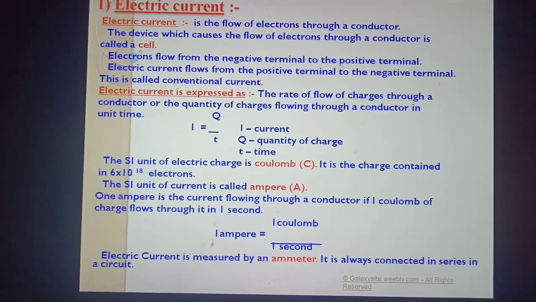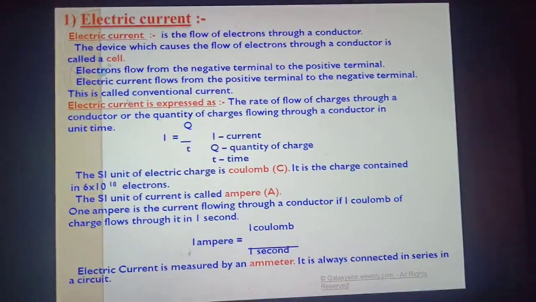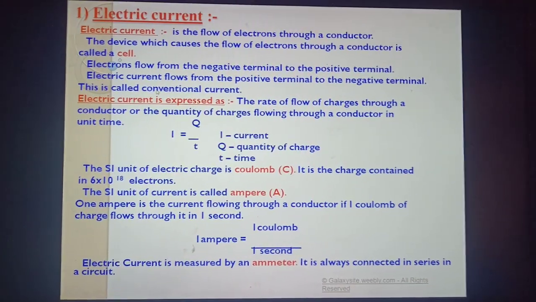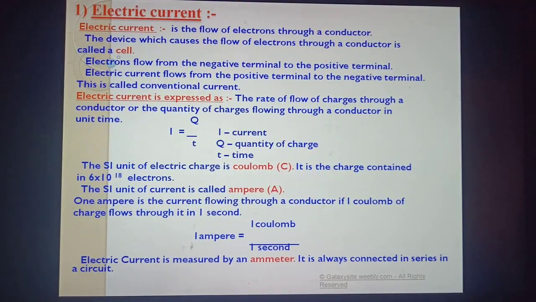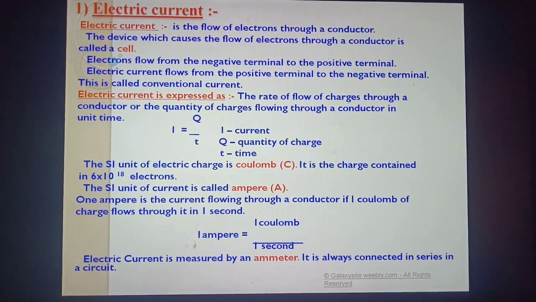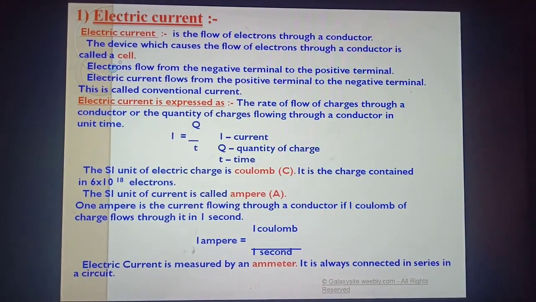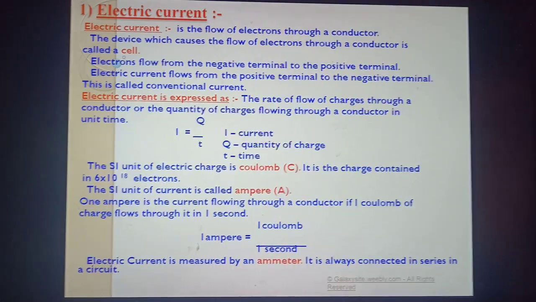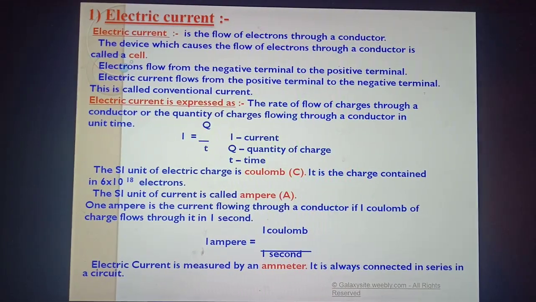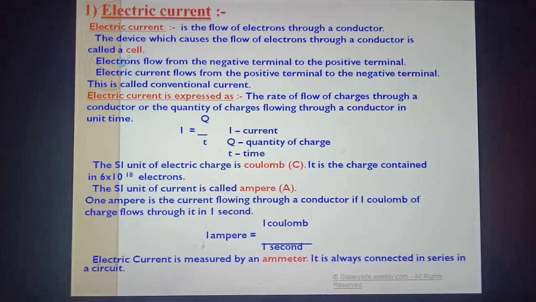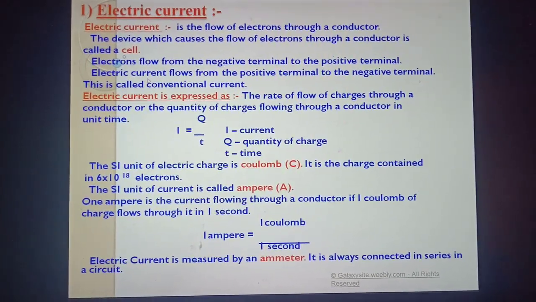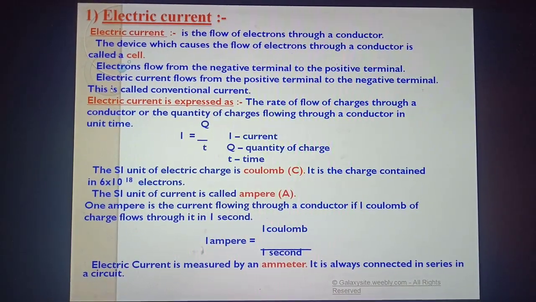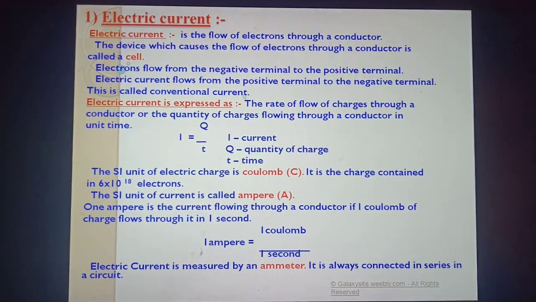But as we show in a diagram or in an electric circuit, we show it from positive to negative. Why do we show it from positive to negative? The reason is that in earlier times, when the electron was not discovered, it was believed that protons flow in the wire. So at that time the current was shown from the positive terminal to the negative terminal. This type of current is called the conventional flow of current.